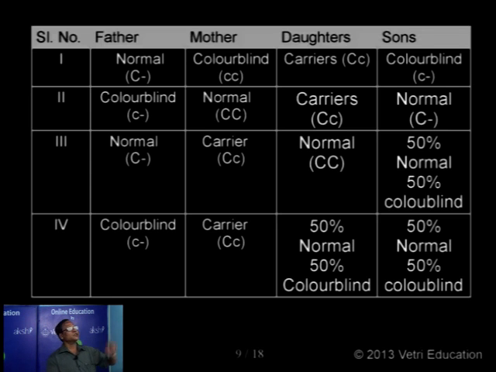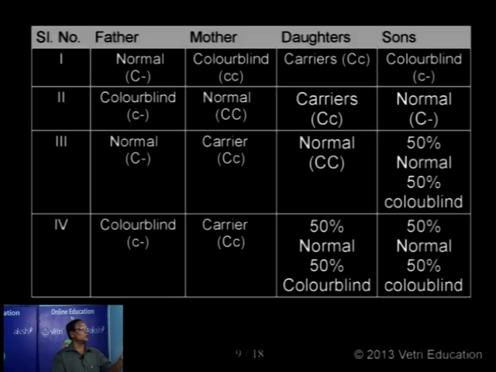So if father is normal, we are taking the opposite sex. Mother is colorblind, we are taking normal. Actually, for convenience to find out the problem, we are taking the mother that is colorblind. So father normal, then mother is colorblind. I mentioned already, if father is normal, definitely the son will be colorblind. That is opposite. Father normal, son will be colorblind.